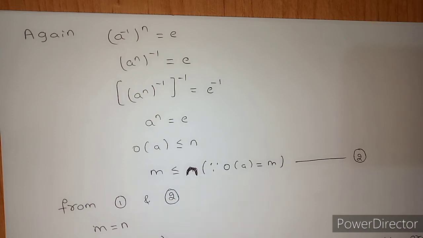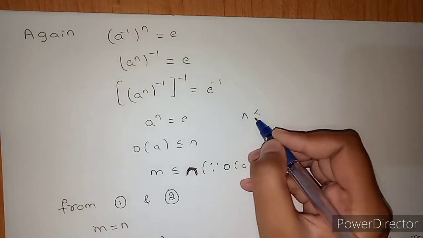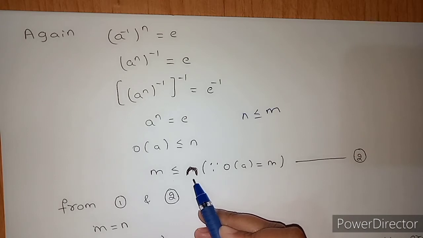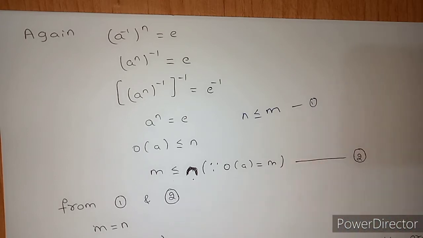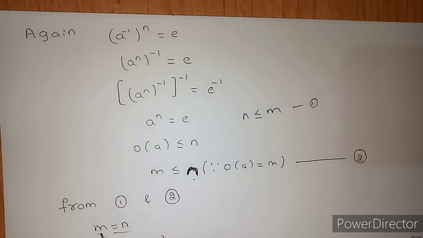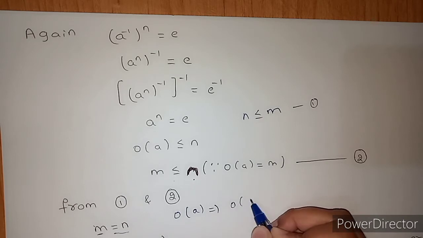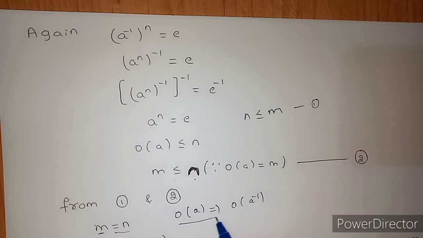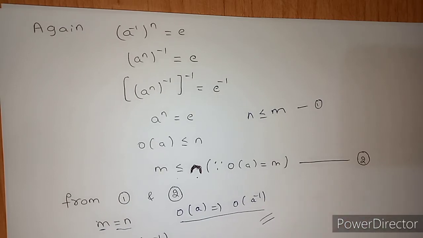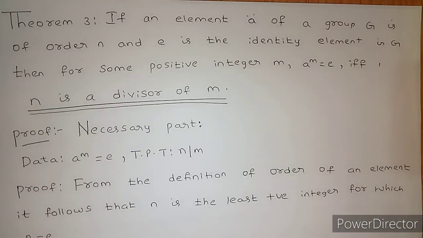From equations 1 and 2, N is less than or equal to M, and M is less than or equal to N. If A is less than or equal to B and B is less than or equal to A, then A is equal to B. Like that, M is equal to N, right? But M is the order of A, and N is the order of A inverse. So order of A is equal to order of A inverse. Hence the theorem. So this is theorem 2.